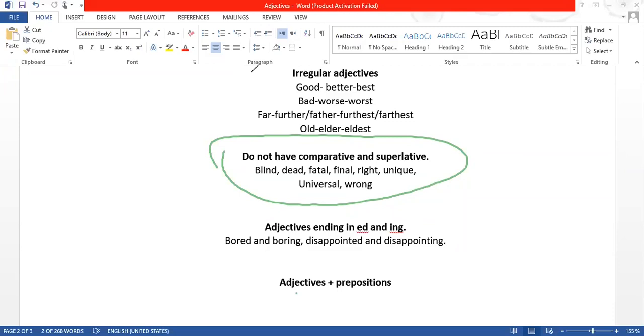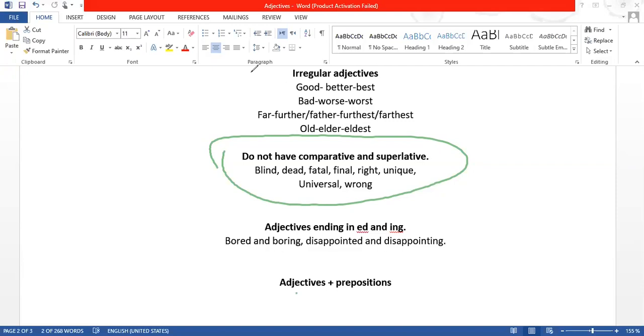Hello? Yes, sir. Did you know this, that there are certain adjectives that we cannot have comparative and superlative degrees with? Did you know this rule before? You knew this rule, right? Yes, sir. Okay.